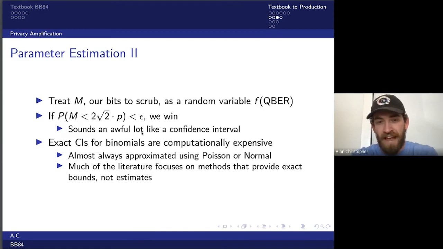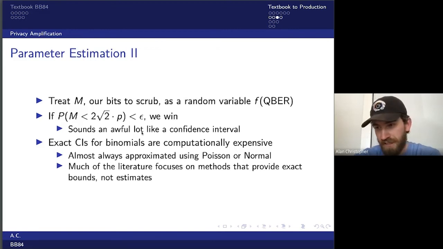A couple of caveats here that I should call out is that, one, binomial distributions do not admit convenient closed forms or computationally pleasant mechanisms for computing exact confidence intervals. You almost always wind up approximating them either as a Poisson or as a normal distribution, depending on how low P is and how many samples you have. Which for an engineering introduction, I think is sufficient.